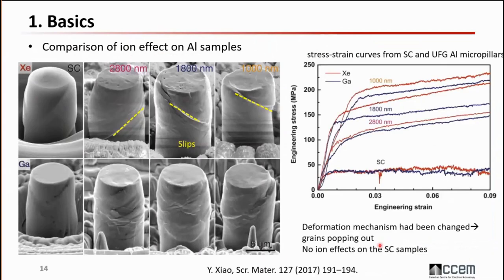This implantation effect can further be confirmed by some indentation experiments. Here is a micropillar fabricated by either xenon or gallium FIB. If we look at the single crystal samples, we didn't see any difference in the stress-strain curve. But when we look at the different grain size samples, for the xenon side, we see clearly the different slips according to the theory, and we did see increased strength in accordance with the Hall-Petch effect. But when we look at the gallium, you can see the grain is kind of popping out. It's mainly because of the implantation.